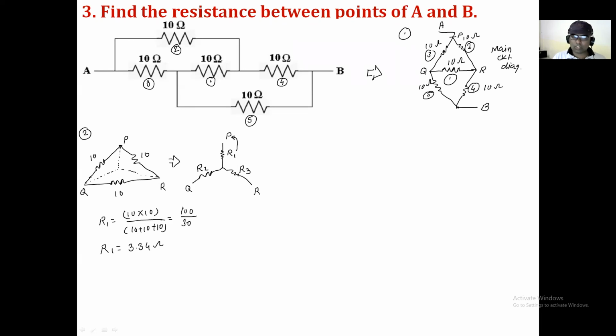Because here all three resistances have equal value. So the better way, I can say that R2 is equal to, you can also calculate individually, no problem, but definitely you will get the same value. And R3 is equal to 3.34 ohm. Same value we will get here.